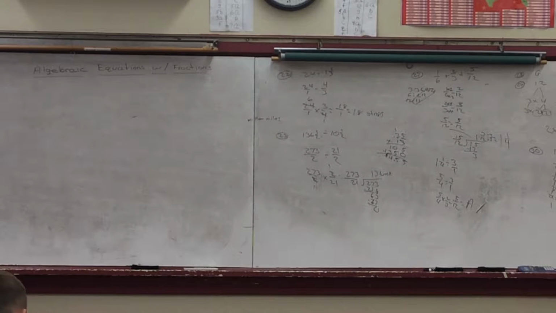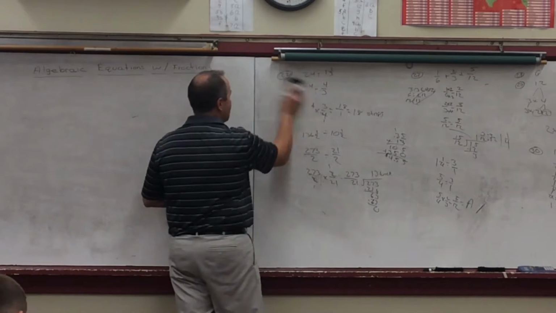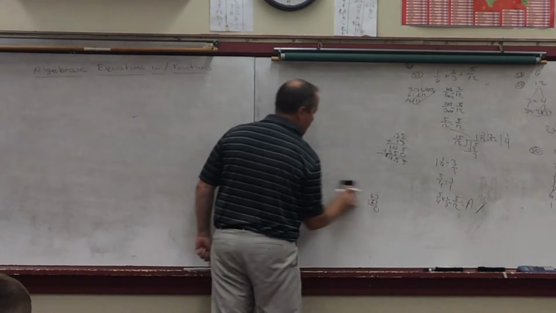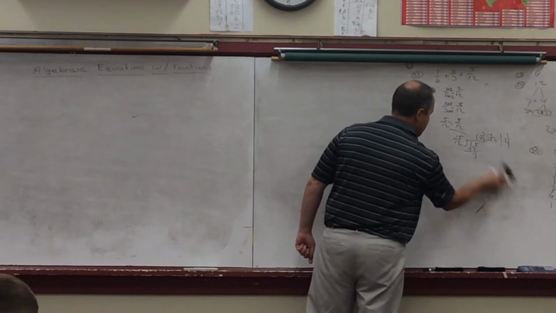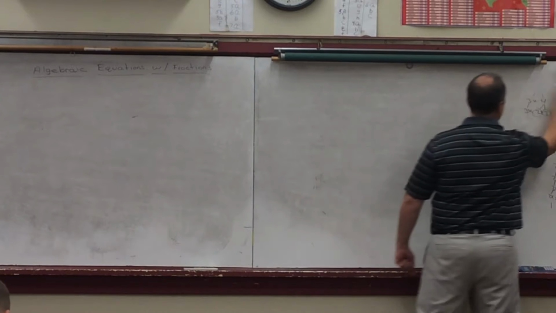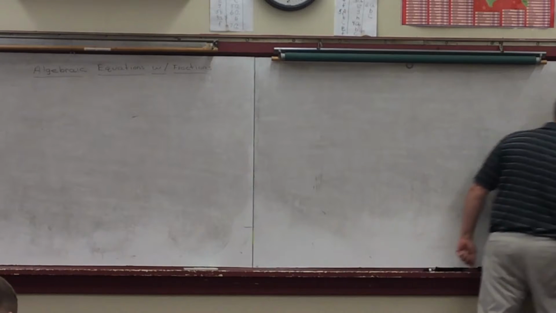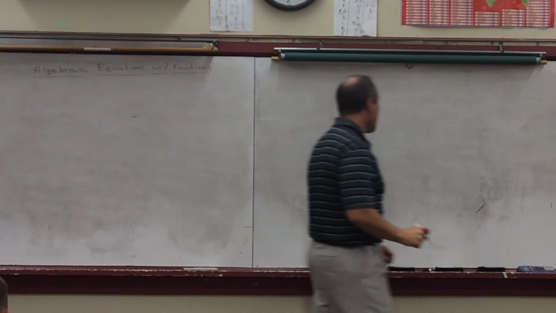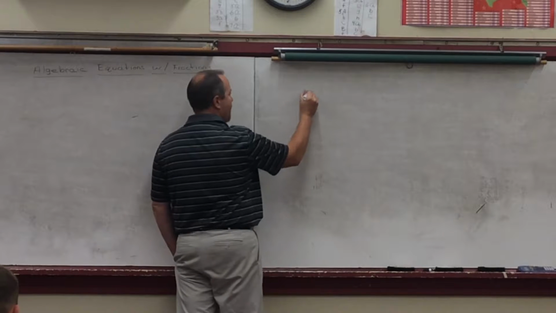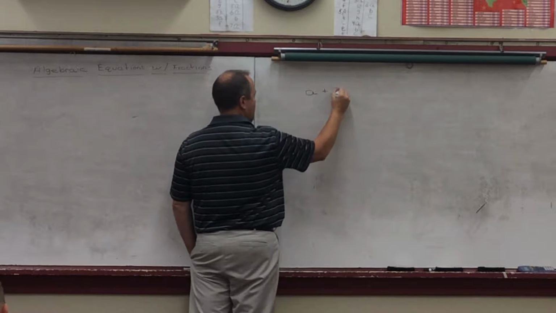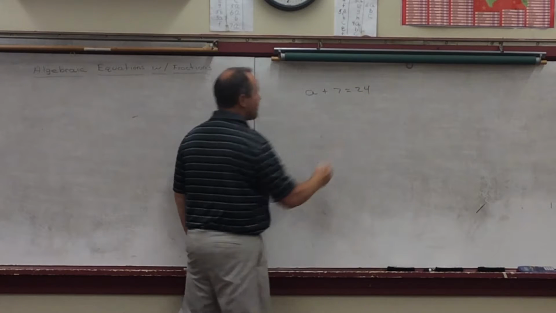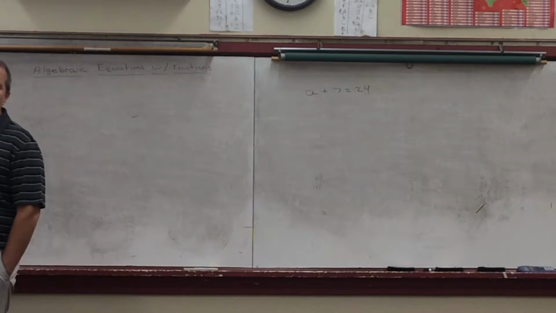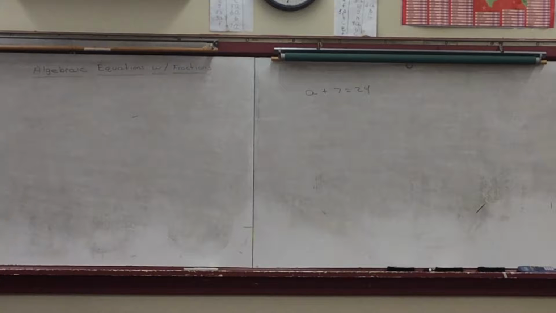Now, you don't need to write this down, but let's do a quick review about how we solve algebraic equations. If we have a plus 7 is 24, what we want to do is get the variable by itself. So we do the inverse operation. Right now we're adding 7 to a. So to solve this, we want to do what?